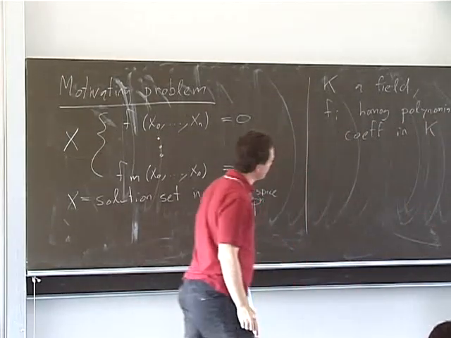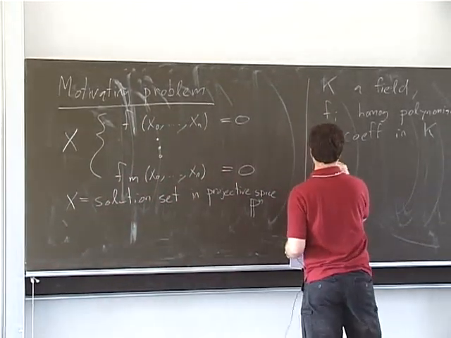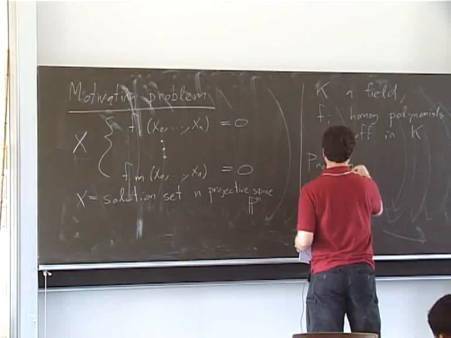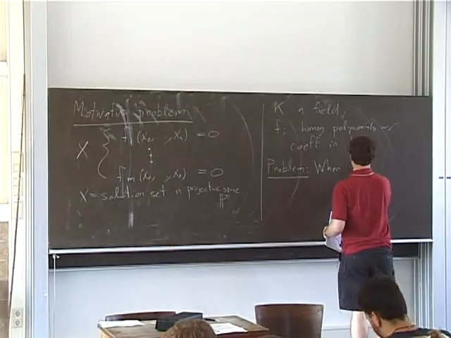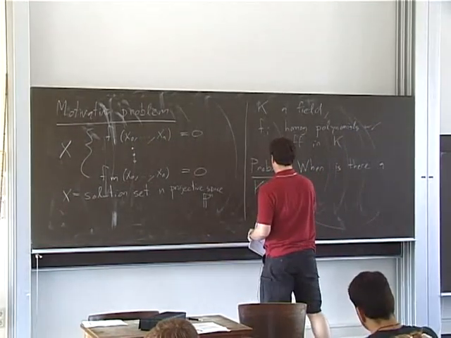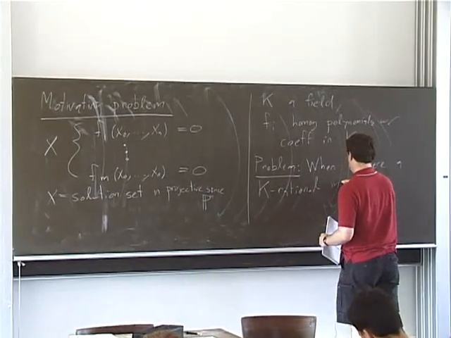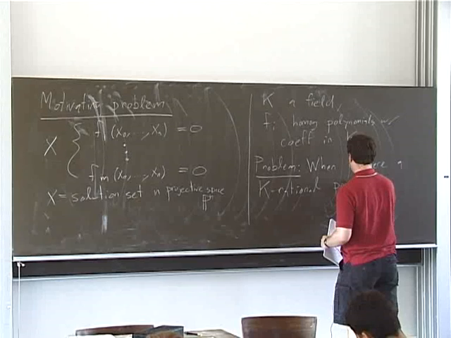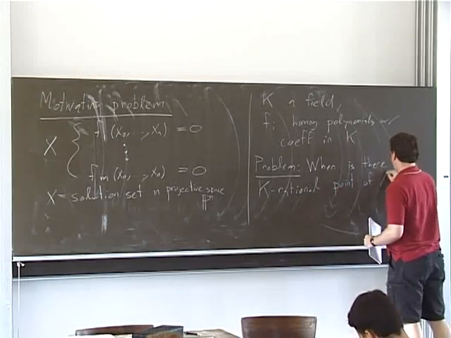And then this very general, vague problem is to determine when this solution set has a K point. So when is there a K rational point? I will talk about integral models, but at the moment, just rational points. When is there a K rational point of X?